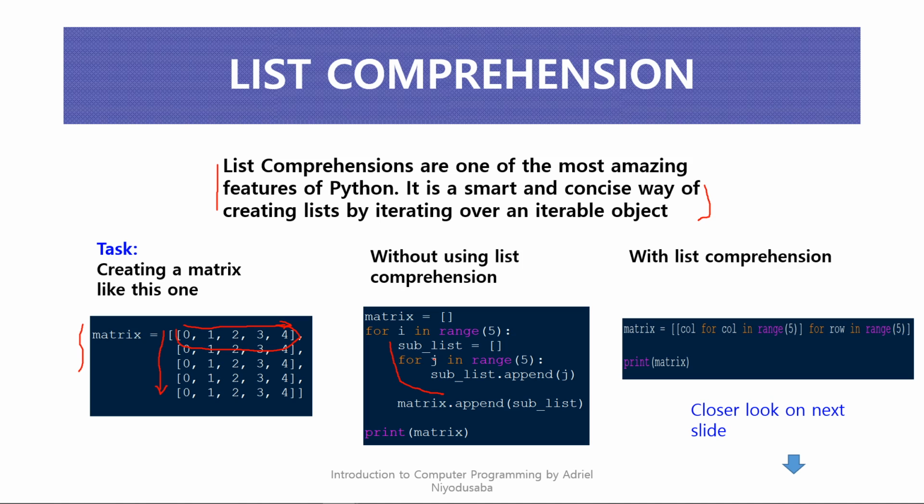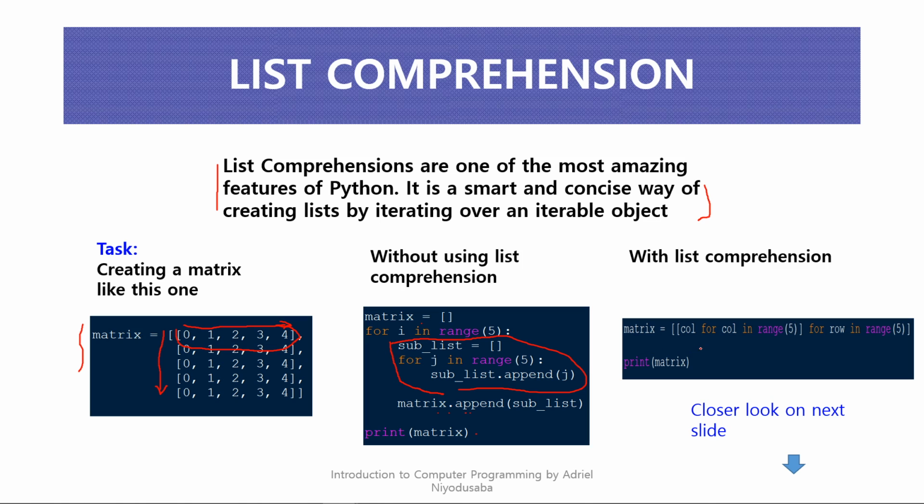These 3 lines are creating a sublist. Initialize an empty sublist, go through a range of 5, appending every number to the sublist. And once you have the sublist, append it to the matrix and do that 5 times and you will have a matrix. This will basically produce the matrix we have on the left side. But is there a concise way to do it? And that's where list comprehension comes in.